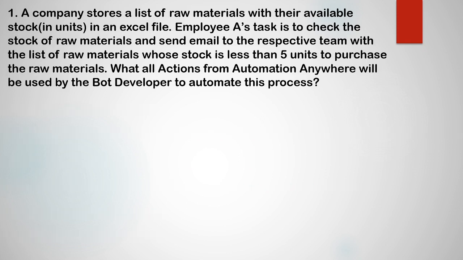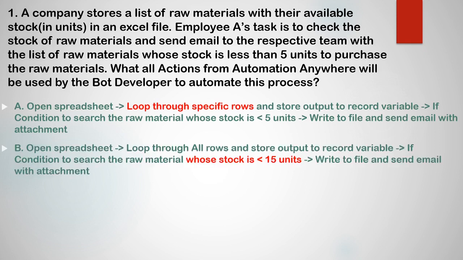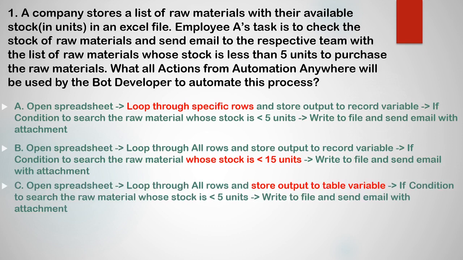Now if you look at the options provided, the first option has loop through specific rows, but we'll have to loop through all the rows of the spreadsheet, so this option is incorrect. The next option has the condition whose stock is less than 15 units, but the question is asking for less than 5 units, so this option is also incorrect. Now if I look at the next option, here it says loop through all rows and store output to table variable. Now we know when we loop through all the rows of an Excel spreadsheet, the results are stored inside a record variable. So this is also an incorrect option.